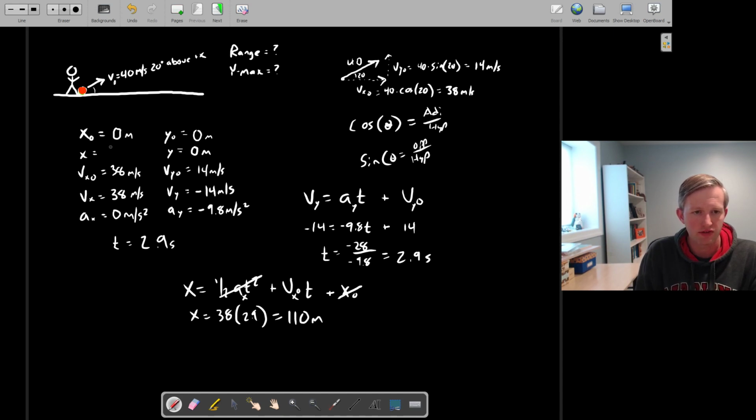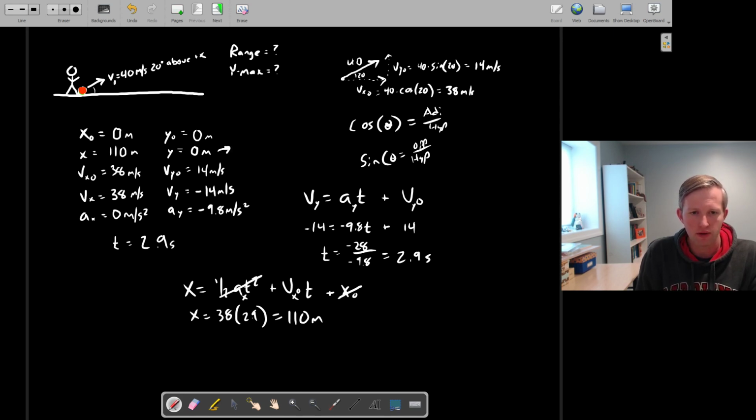So I've now found that this ball is going to travel 110 meters. That is a pretty strong kick, to travel that far. Okay, so that's one of the goals checked off. The range is 110 meters. Now we want to consider, what's the maximum height going to be?